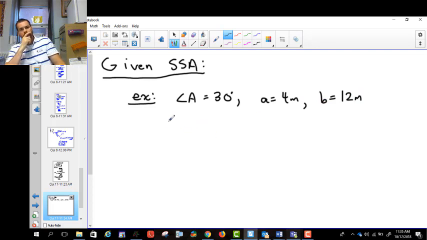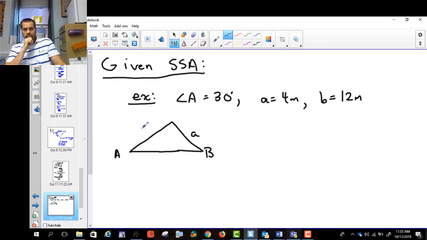So here's what we're going to do. We're going to try to draw the triangle, but I don't know everything about the triangle. Okay? I'm going to call this angle A, so that means this side over here is little a, and I'm going to call this B, so that this side is little b. So what I know is this is 4 meters, and this is 12 meters, and this is 30 degrees. Okay, that's one possibility.